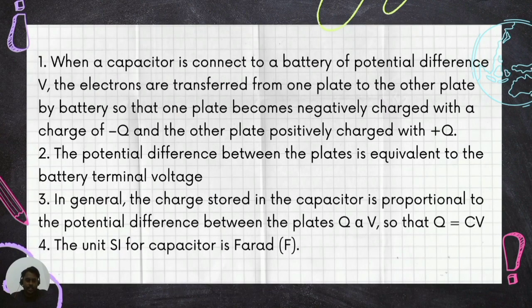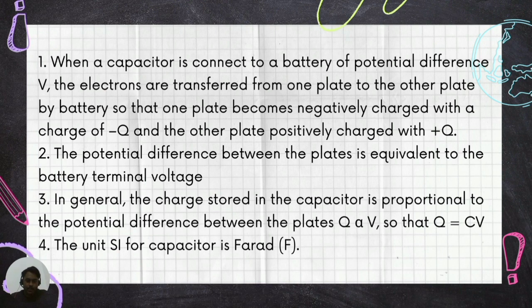So the next is the explanation. When a capacitor is connected to a battery of potential difference V, electrons are transferred from one plate to the other plate by the battery, so that one plate becomes negatively charged with a charge of negative Q, and the other plate positively charged with positive Q. The potential difference between the plates is equivalent to the battery terminal voltage. In general, the charge stored in the capacitor is proportional to the potential difference between the plates, Q directly proportional to V, so that it makes Q equal to CV.